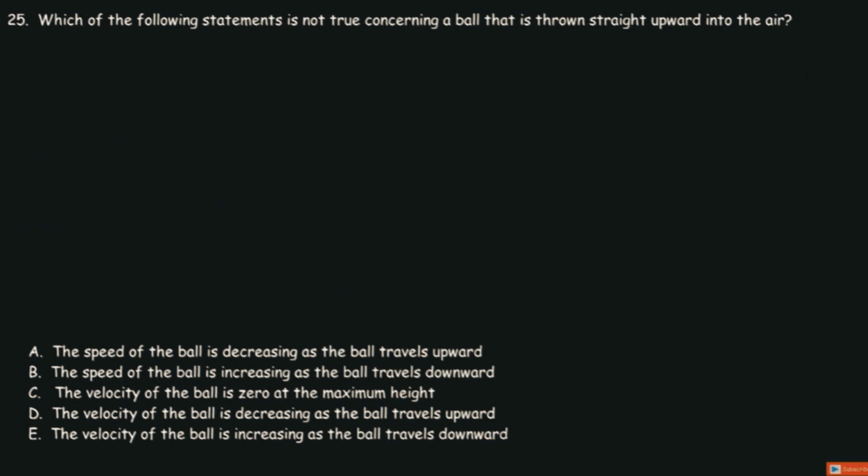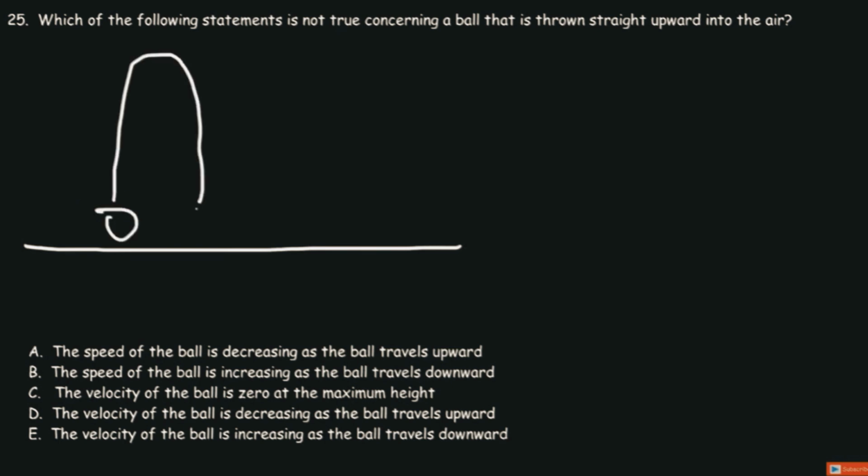Which of the following statements is not true concerning a ball that runs straight upward into the air? So let's draw a picture. The ball goes up and then it goes back down. Let's call this point A, point B, and point C. So let's look at each statement.